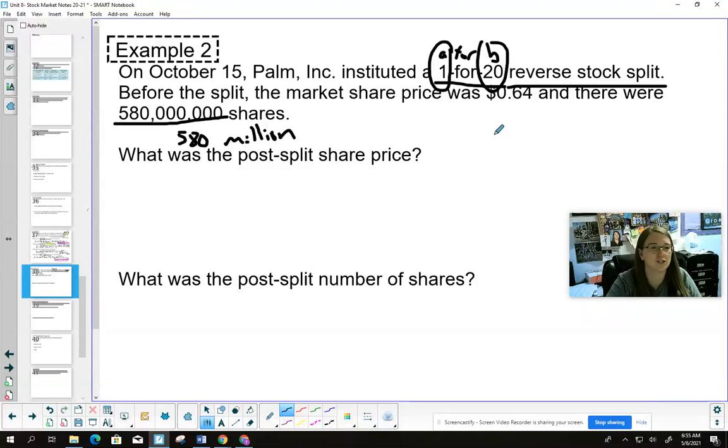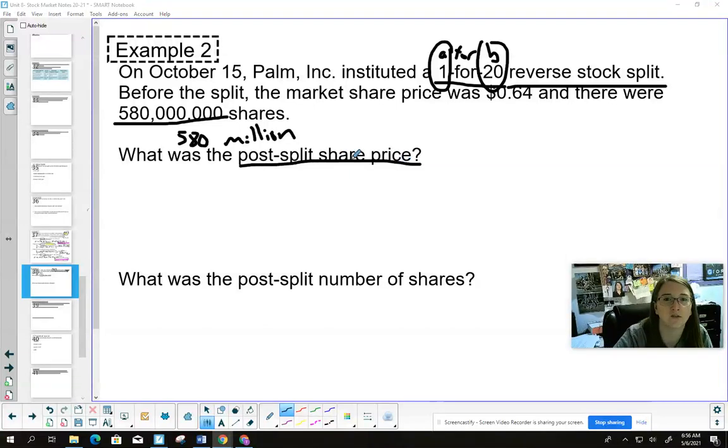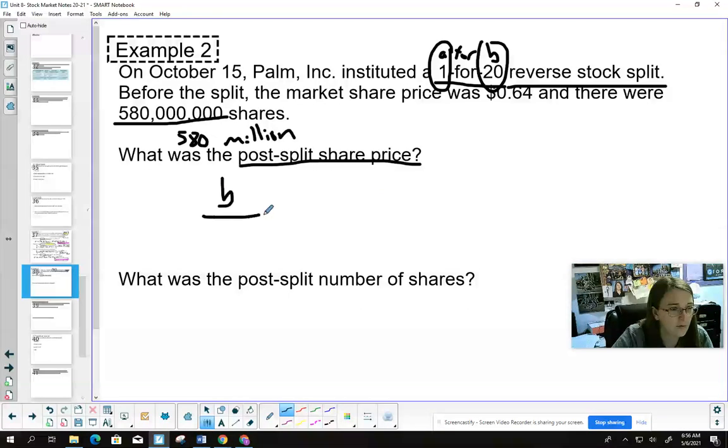I'm talking a lot. Let's try this question. What was the post-split share price? So look at your formulas. Which one is this? Is this A over B or B over A? Post-split share price is B over A. So B over A times, I'll just write this whole thing out. Pre-split means before split, share price.